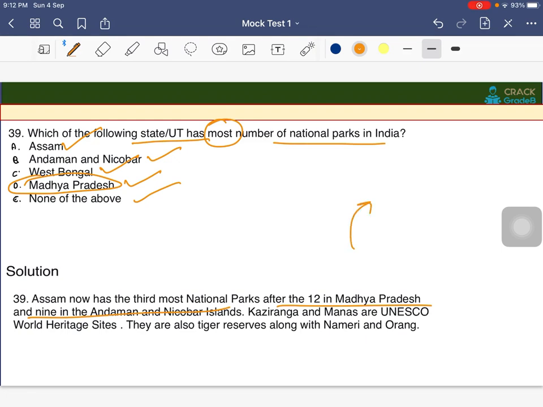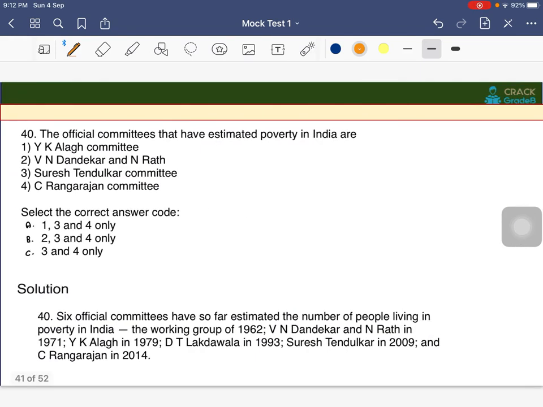It is very important. The official committees that have estimated poverty in India are the YK Alagh committee, VN Dandekar, N Rath, the Suresh Tendulkar committee and the C Rangarajan committee. Okay, options. The answer is that all three are correct: Alagh committee, Dandekar committee, Lakdawala committee, then Rangarajan for option B. All of the above is correct.